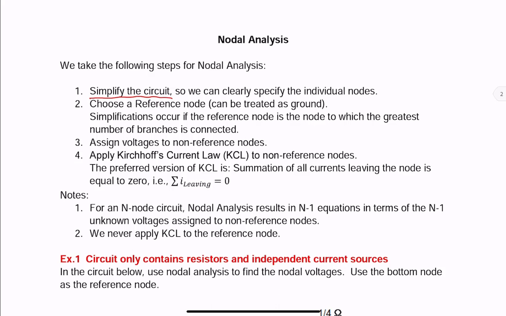We apply Kirchhoff's current law to non-reference nodes. For the preferred version of Kirchhoff's current law for nodal analysis, I would like the summation of currents leaving a node equal to 0. A little bit later, we will see that this helps us in avoiding making sign mistakes. For an n-node circuit, nodal analysis results in n-1 equations in n-1 unknowns, the unknowns being nodal voltages, and we can solve for those. We never apply Kirchhoff's current law to the reference node.